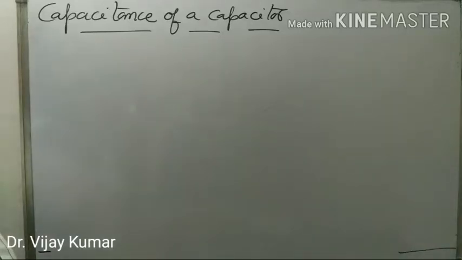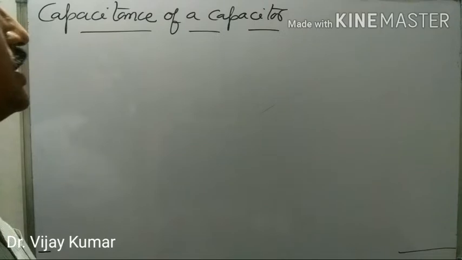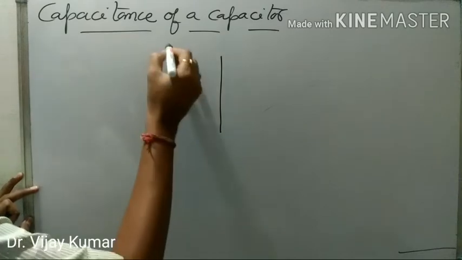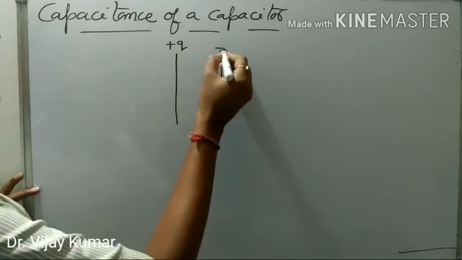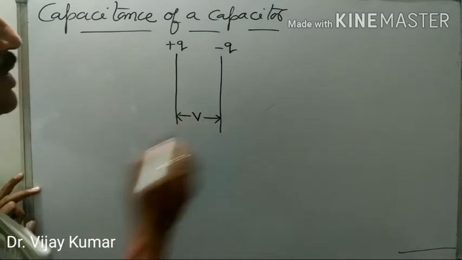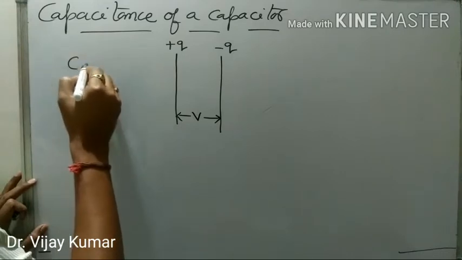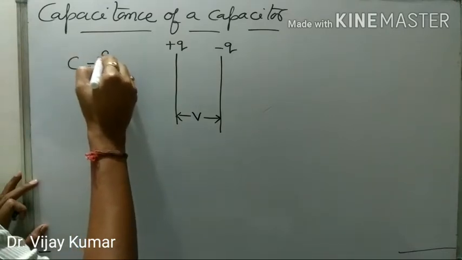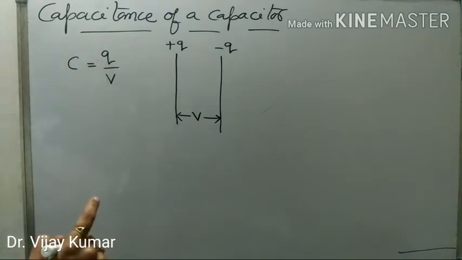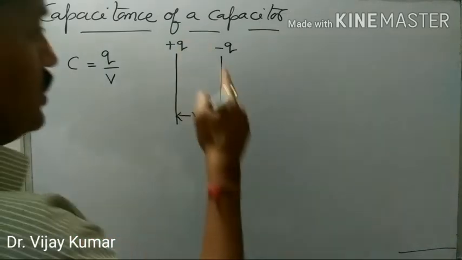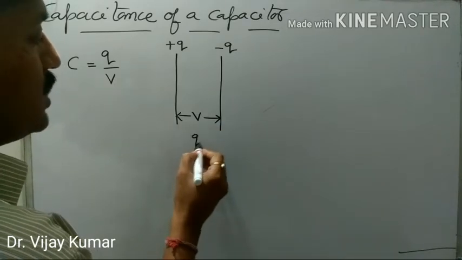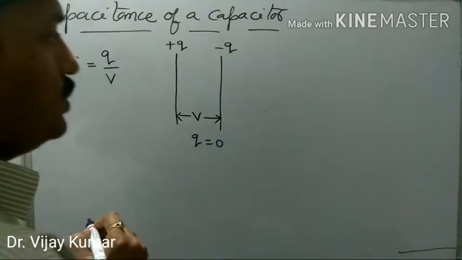Dear students, the first topic of this video is the capacitance of a capacitor. Suppose this is a capacitor, with the first plate having plus Q charge and the second plate having minus Q charge, and the potential difference between these two plates is V. Now the capacity of the capacitor is equal to the ratio of the charge on one plate and the potential difference. And as this capacitor has one plate with plus Q charge and the second plate with minus Q charge, it means the total charge on the capacitor is always equal to 0.